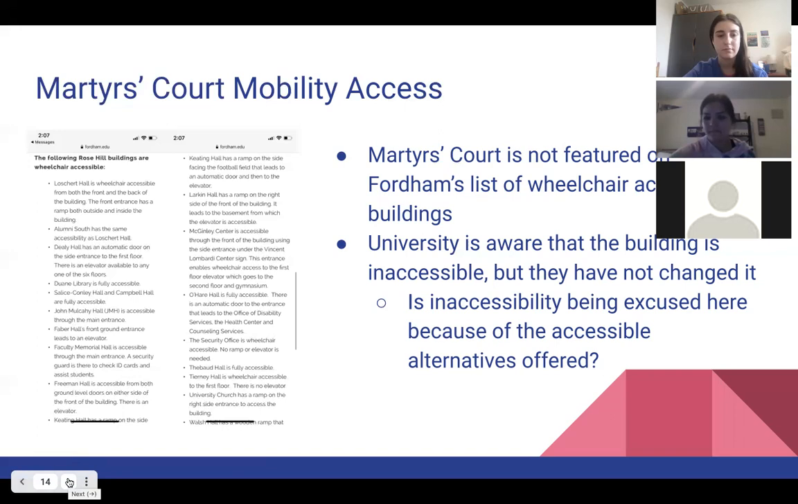So it's possible that Fordham could point to this list and justify the fact that Martyrs is inaccessible by saying that they have these other alternatives that are offered and there are some freshman dorms that are accessible. But this just doesn't change the fact that one of the largest dorms on the campus, on Rose Hill campus, is completely inaccessible for students, regardless of whether or not they live there. So students who want to go visit their friends there would not be able to get into the building. And it just creates a big barrier on campus, regardless of whether or not there are alternatives that students can look to if they're trying to find a dorm.